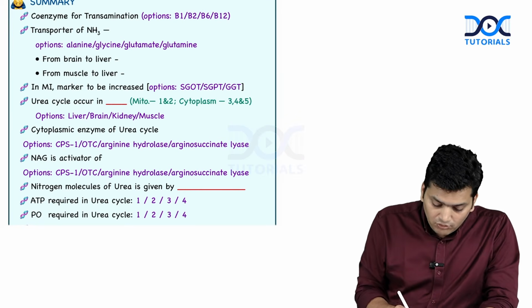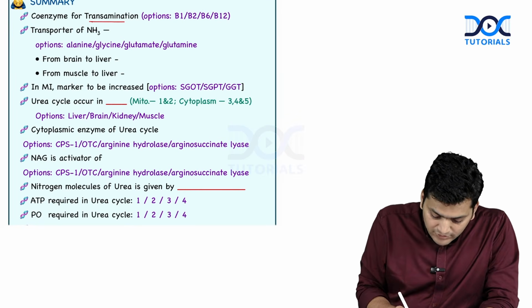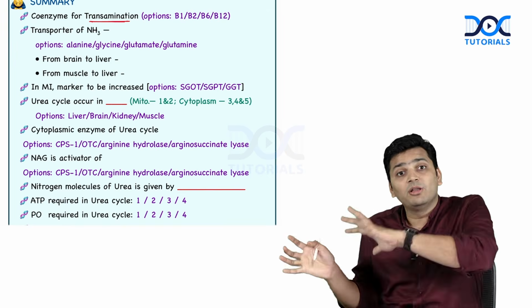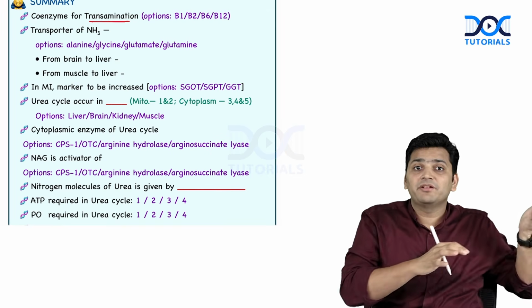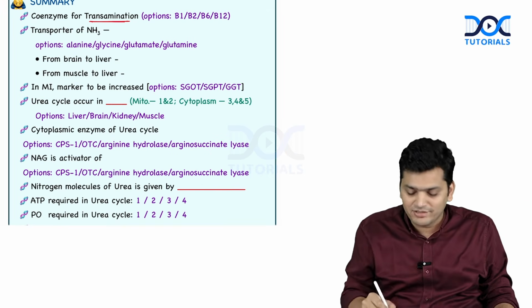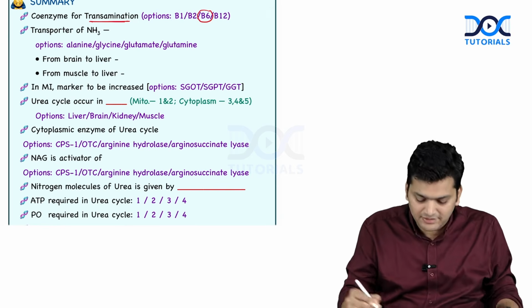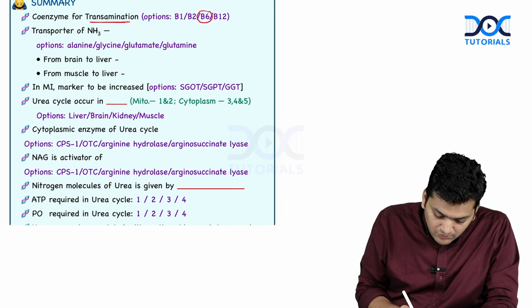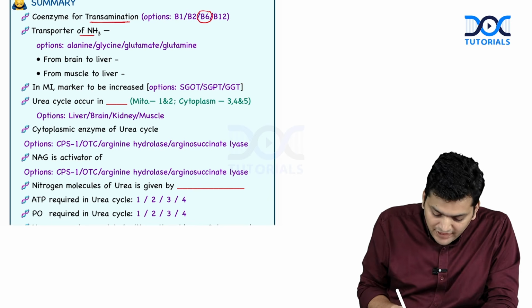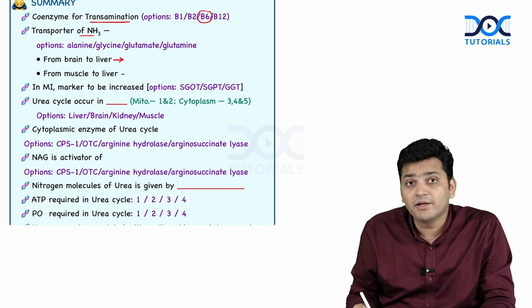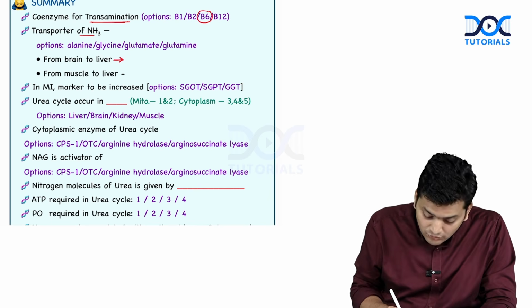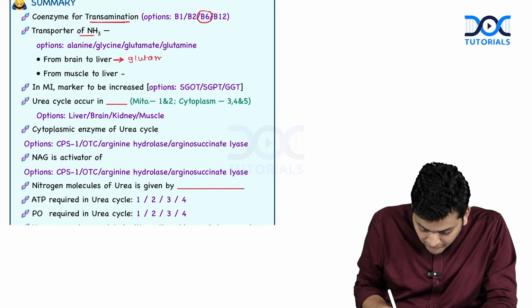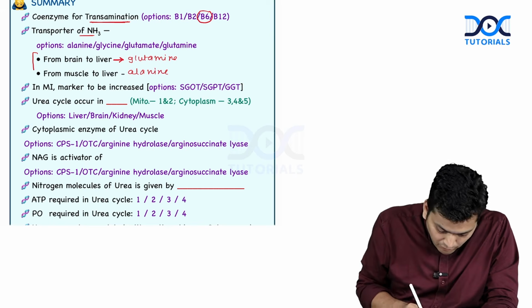What is the coenzyme of transamination? All the amino acids are converted into which amino acid? Glutamate. What is the coenzyme for transamination? Vitamin B6. When it comes to the transporter of ammonia from brain to liver, who is the transporter? Glutamate or glutamine? Yes, it is glutamine. And from skeletal muscle, who is the transporter? Alanine. These are the two very important MCQs.